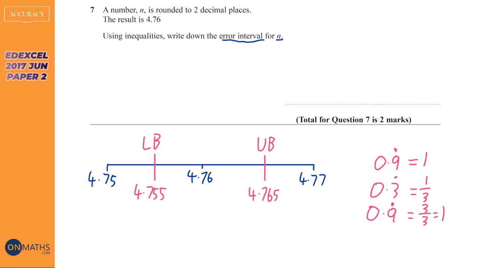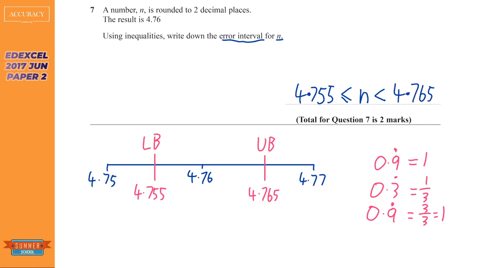So it says that the number is n, so we're going to put n in the middle. Now we know n must be greater than or equal to 4.755, our lower bound. It can be equal to that because that would round up to 4.76. But we know that n must be smaller than 4.765. But it can't be equal to it because we know that would round to 4.77.